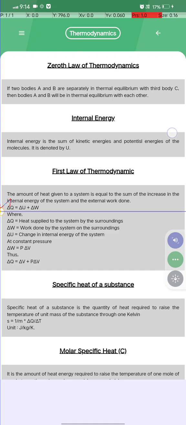Delta Q is equal to delta U plus delta W, where delta Q जो होता है heat supplied to the system by the surrounding, and delta W जो है वो work done by the system on the surrounding, and the delta U जो है उसको बोलते हैं change in internal energy of the system. At constant pressure, delta W is equal to P delta V. Thus delta Q is equal to delta U plus P delta V.